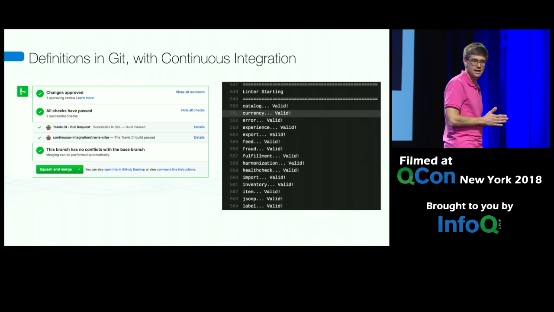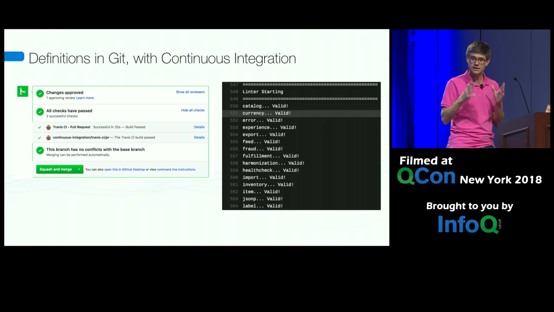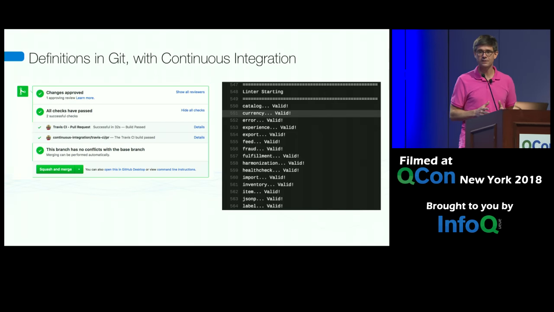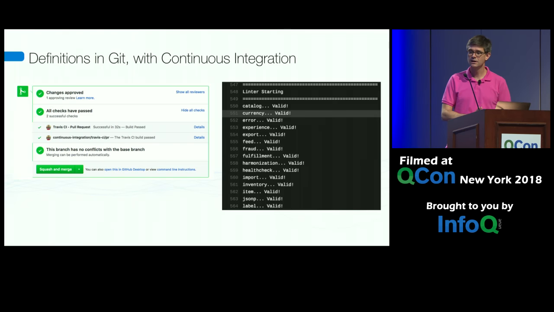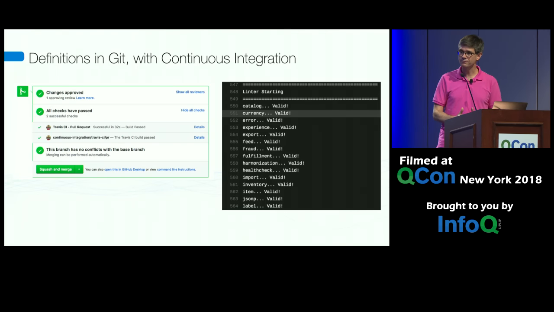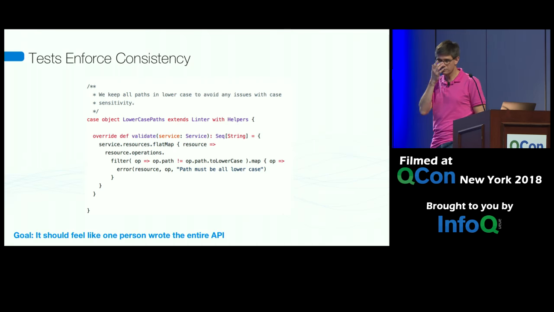And so here you can see an example of a pull request in Git just on the definition of the API. We didn't even touch implementation. People can collaborate. We can have feedback through the standard tools that we use. And on the right there, you see a set of linters that have run over the definition of the API. What does a linter look like? Here's an example of a real linter.